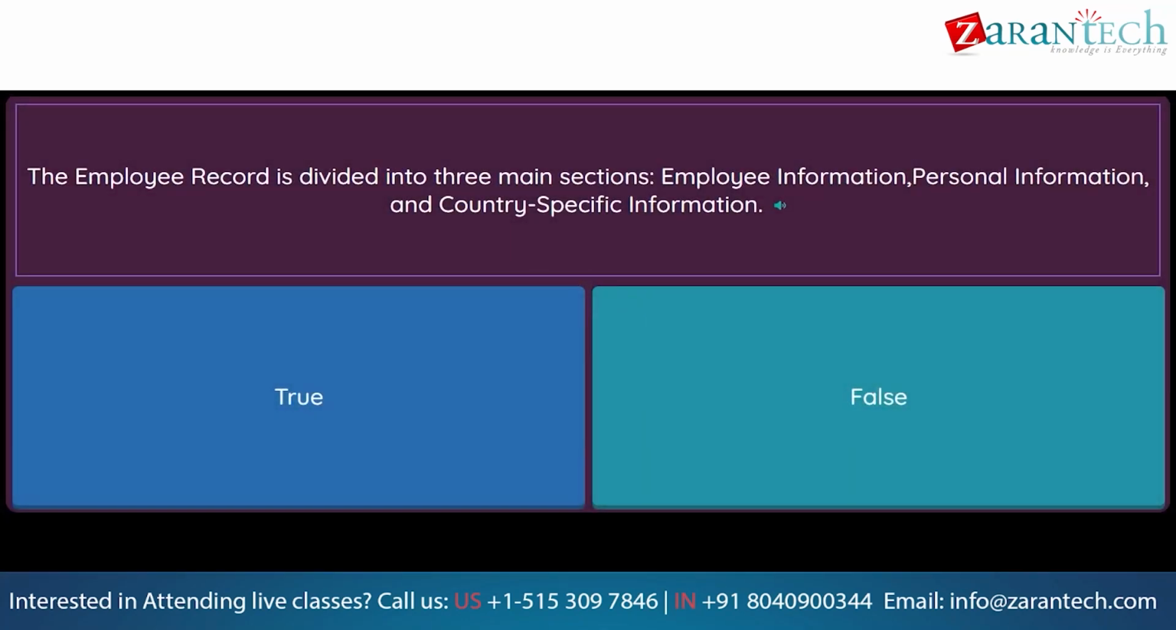Question: the employee record is divided into three main sections: employee information, personal information, and country-specific information. Option 1 true. Option 2 false.